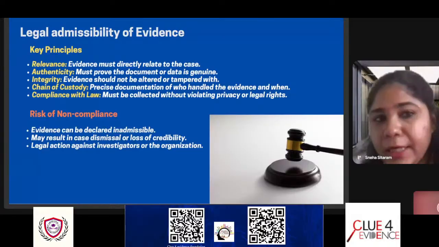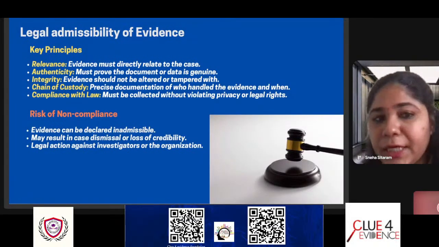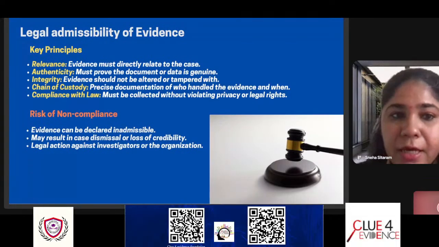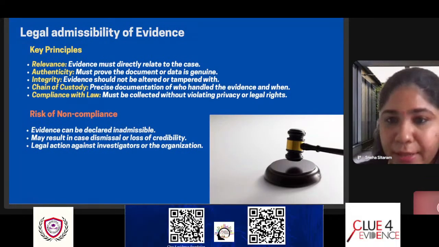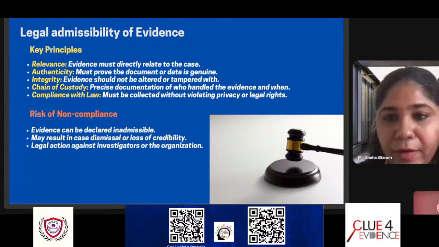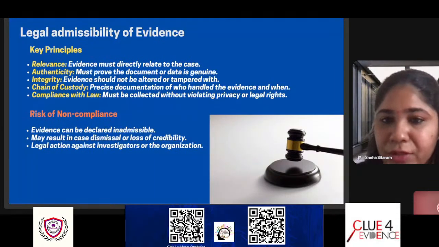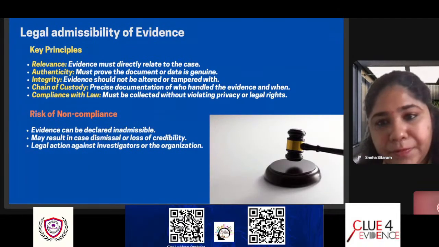This is again the legal admissibility of evidence, which we have already come across. In case of non-compliance, evidence can be declared inadmissible in a court of law, and it may also affect credibility, which we have spoken about, and result in legal action against the investigator. So you have to safeguard yourself first, more than anyone, in this matter.